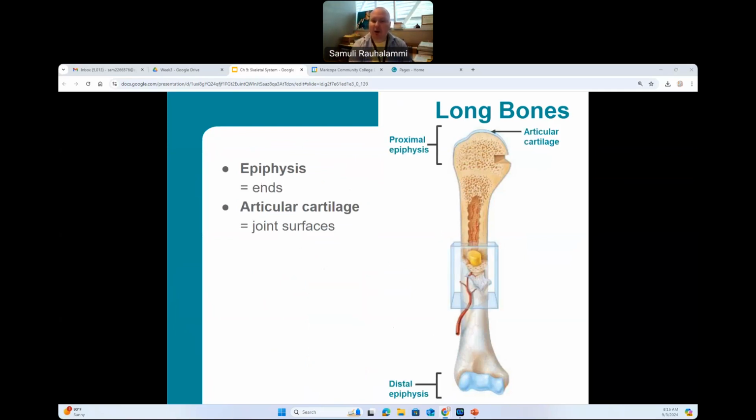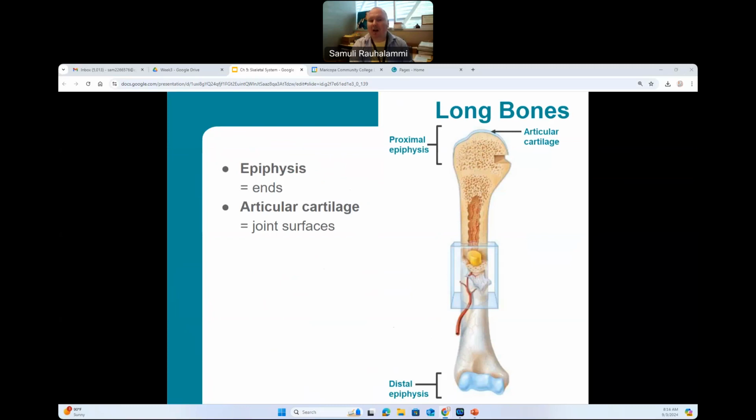Let's have a look at two other terms, epiphysis and articular cartilages. Epiphyses are the ends of a long bone. These are mostly made of spongy bone and a thin layer of compact bone around it. We can often separate the epiphyses into proximal epiphysis and distal epiphysis. Again, remember those terms that we learned when we discussed anatomical directions.